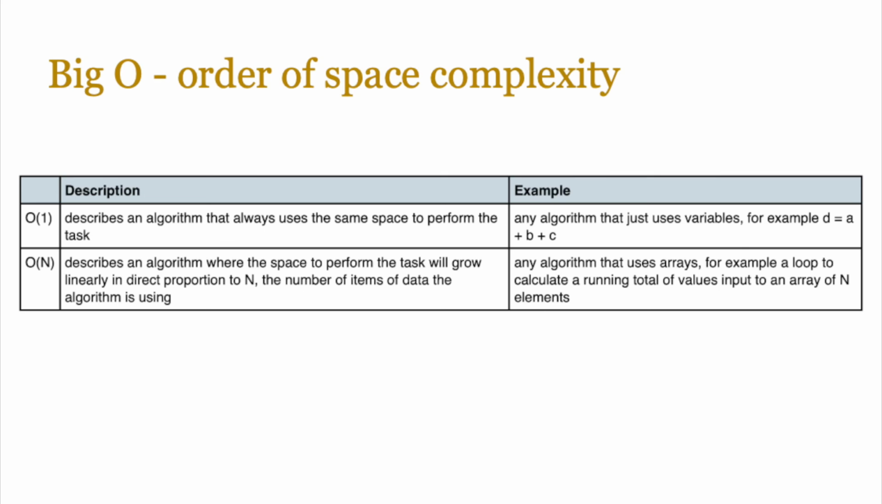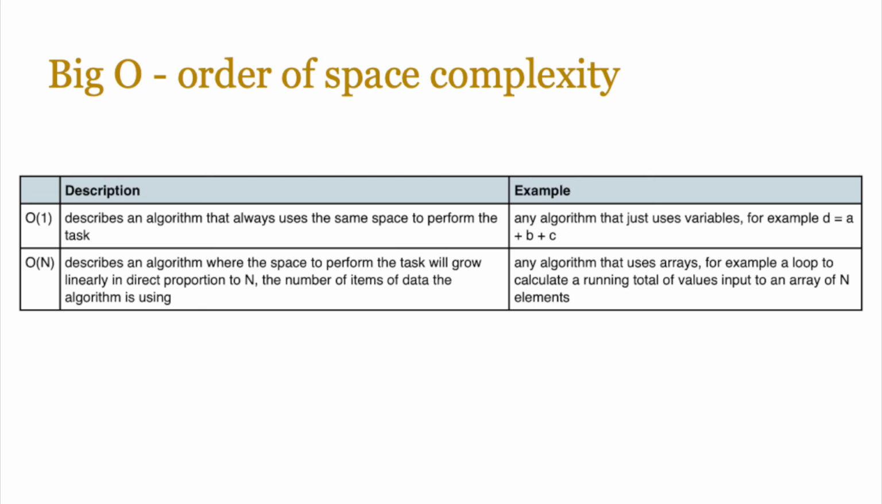But they also operate in order of space complexity as well, because it's not just about how quickly they arrive at an answer, it's also about how much memory they take. You will probably have worked out that it's a similar correlation. A big O of 1 describes an algorithm that always uses the same space to perform a task, and a big O of n describes an algorithm where the space to perform the task grows linearly in direct proportion to n, which is the number of items it's using.